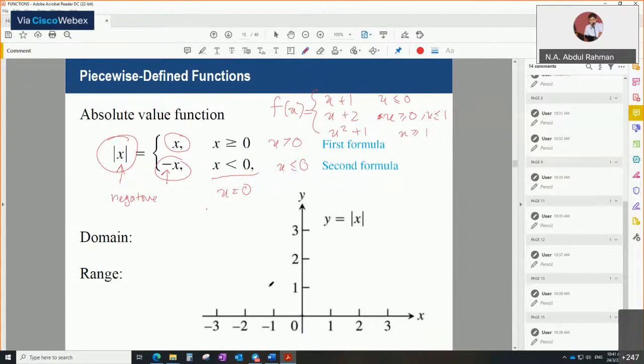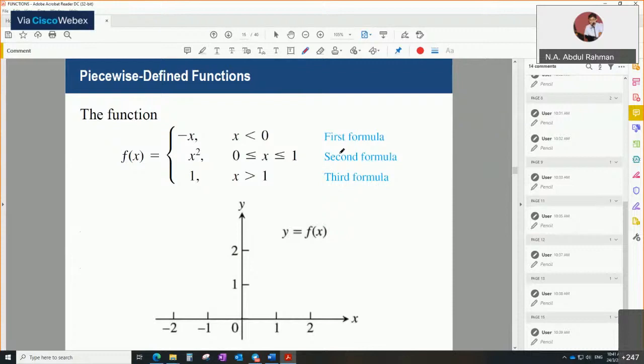So you can try to plot this on your own. It is a straight line here, and then a straight line here. But this is a very trivial one. Normally, we will consider this kind of piecewise defined function, which is not restricted to any values. It could be any function.